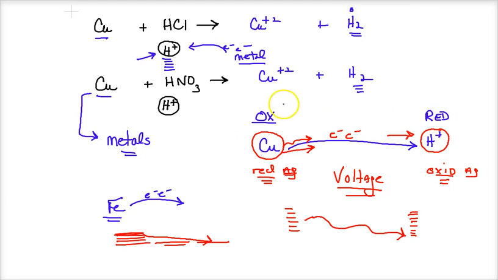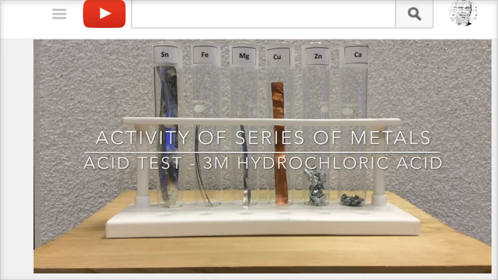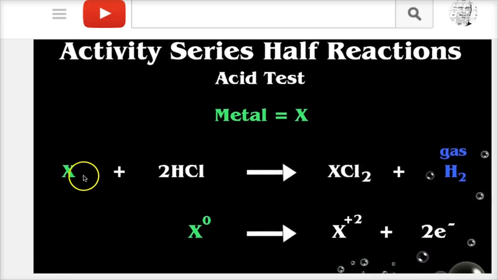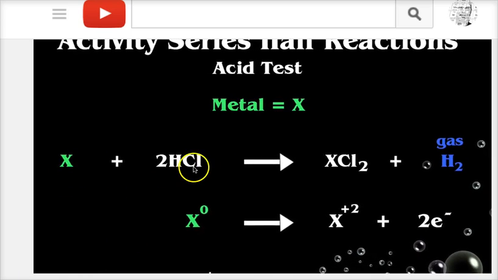Now let's go and look at some examples of this. Let's look at copper and hydrochloric acid. What we have here is the activity series of metals, and this is a very famous lab. What we're going to do here is test different metals. The X is the metal and the hydrochloric is the acid.